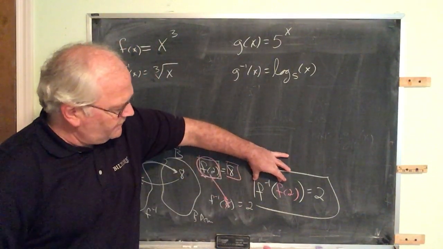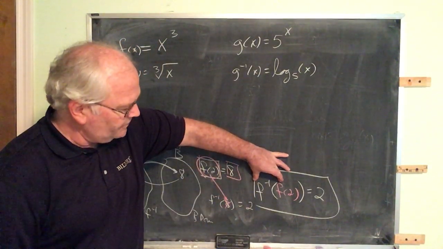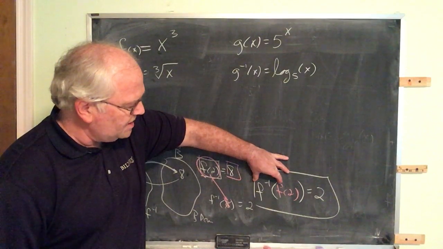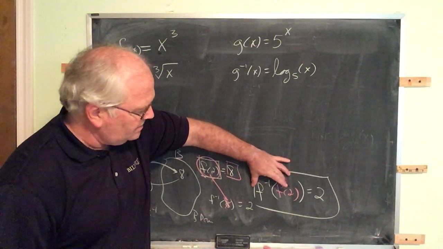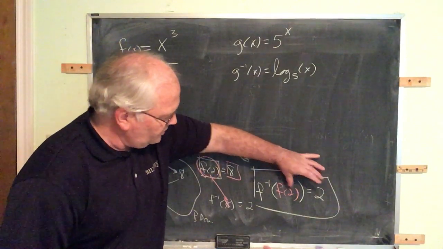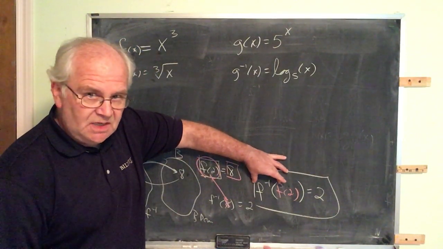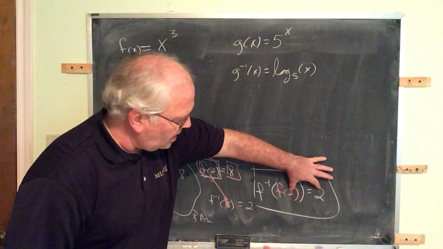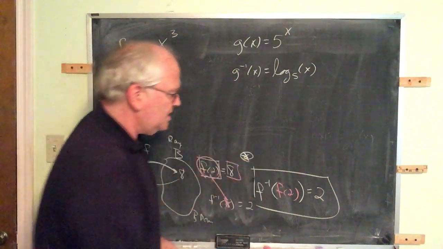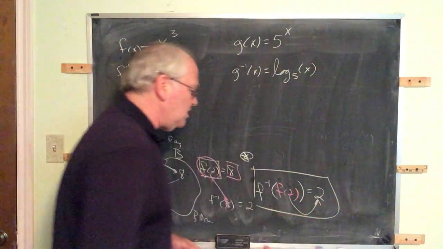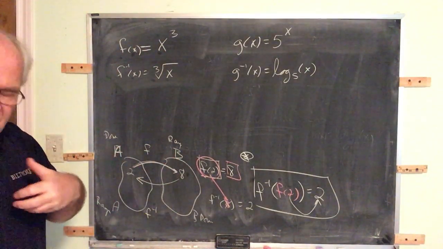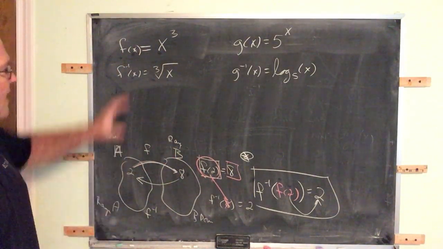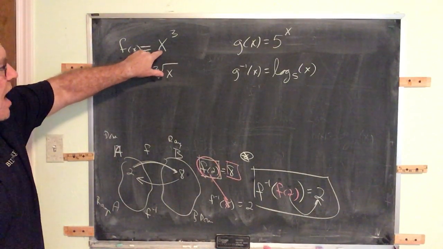If you apply inverse functions in sequence, it is as if they cancel. F inverse and f cancel, and you're left with 2. If you apply inverse functions in sequence, the result is the argument. Now that's true whether you compute them. It's also true even if you don't compute them. And so I don't need to actually do the computation.